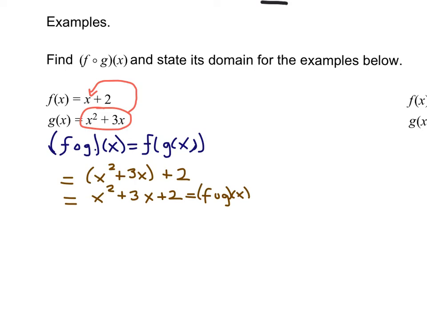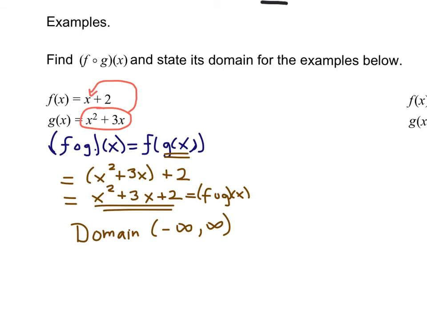Now, domain-wise, I look at this final answer, which is just a polynomial. There's no problems there. There's no square roots, there's no reciprocal functions, no logs. So that's fine. Then I also look at the function I plugged in, g of x. But g of x is also just x squared plus 3x. So there's no real problems there. So the domain is simply going to be all real numbers, or negative infinity to infinity.